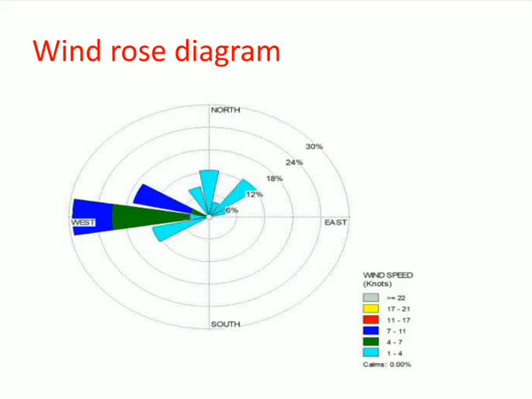And one more color is there, green color. So with that much of time, wind has been flowing with the speed 4 to 7 knots, that is shown in green color.